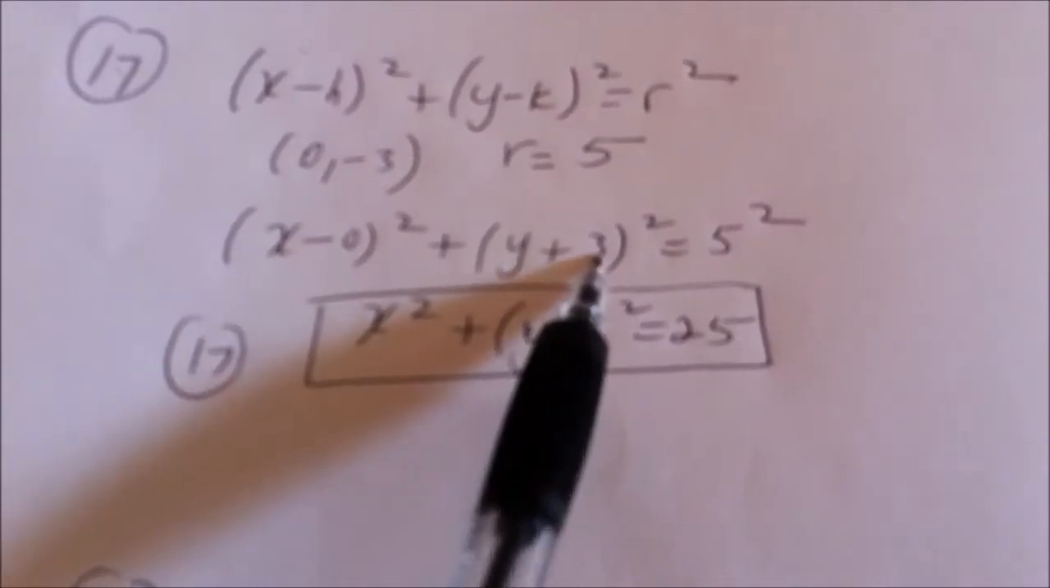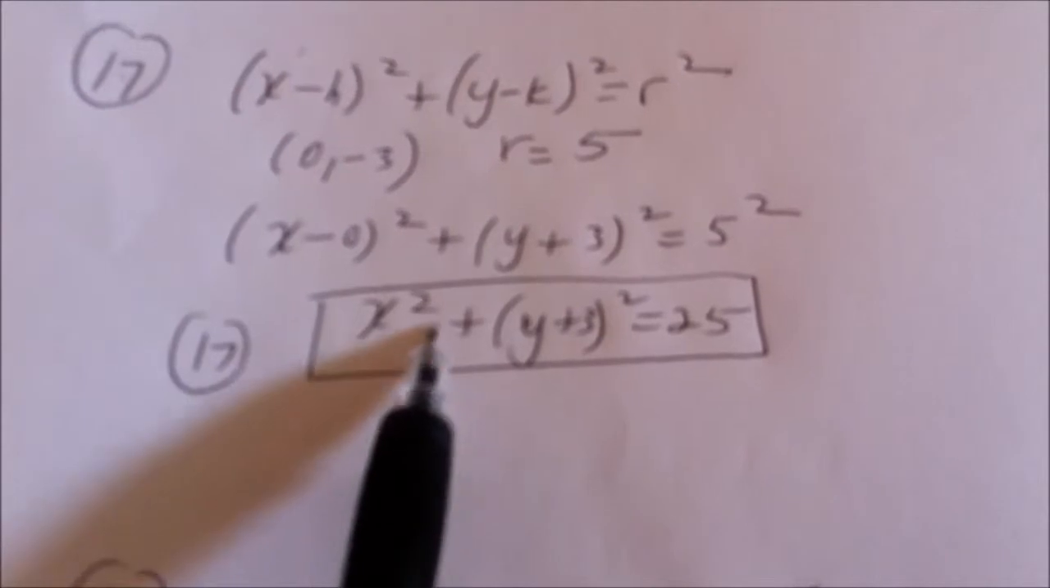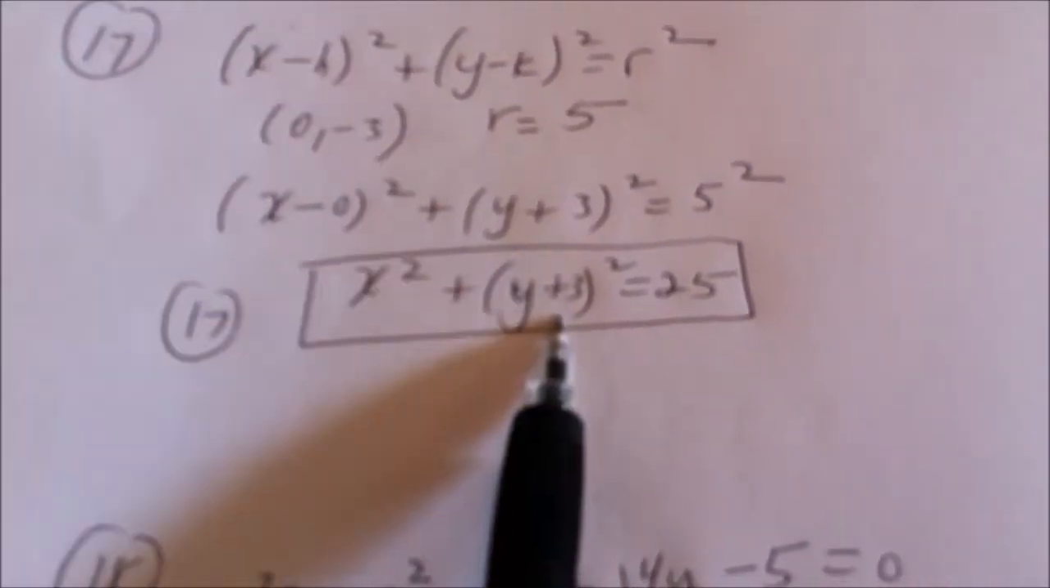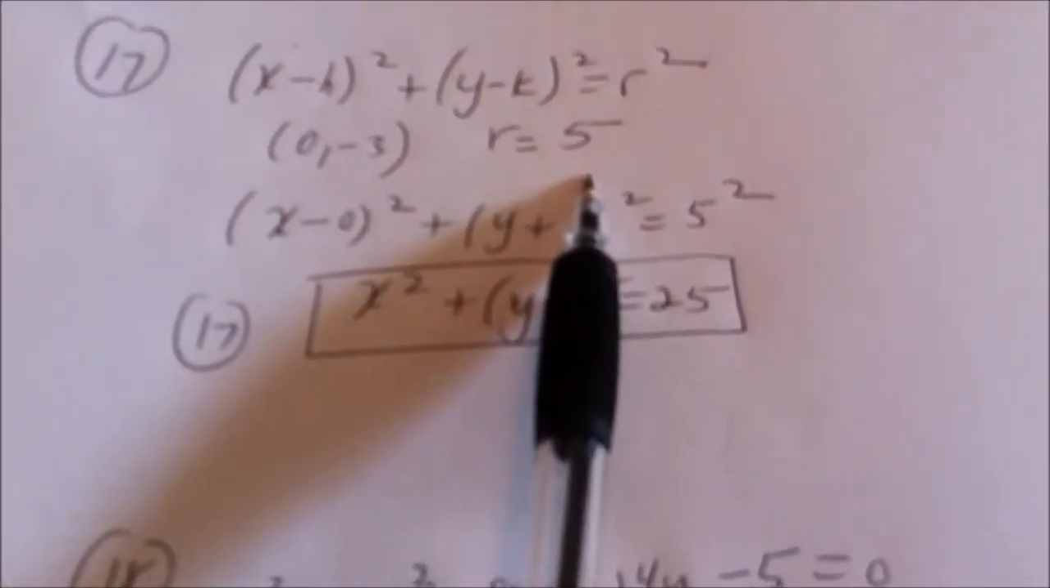And I just put in the 0 there for h, the negative 3 in there for k. Negative, negative becomes a positive. I simplify this. Leaving this as x minus 0 is unsophisticated. You can write x squared. Technically, it's not simplified if you want to get crazy. 5 squared is 25. So this is an equation of a circle whose center is 0, negative 3, and radius is 5.